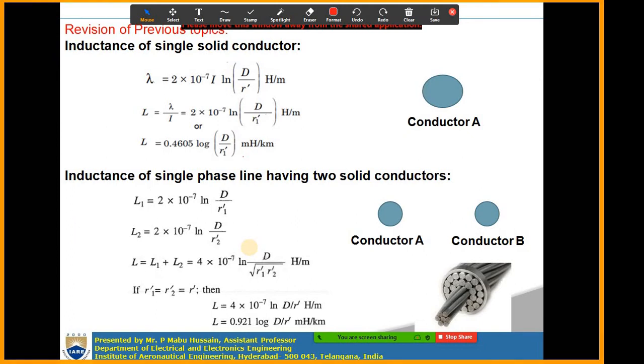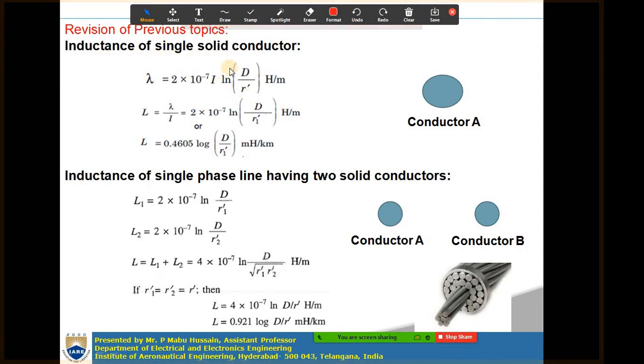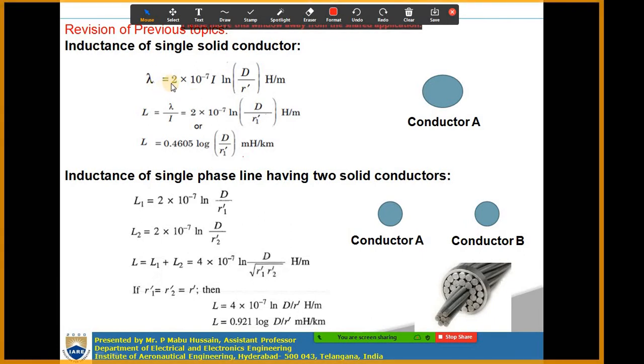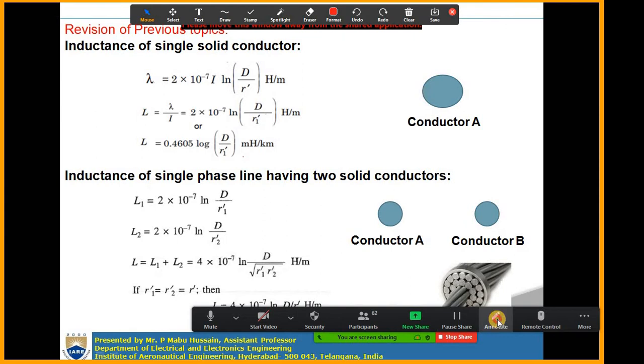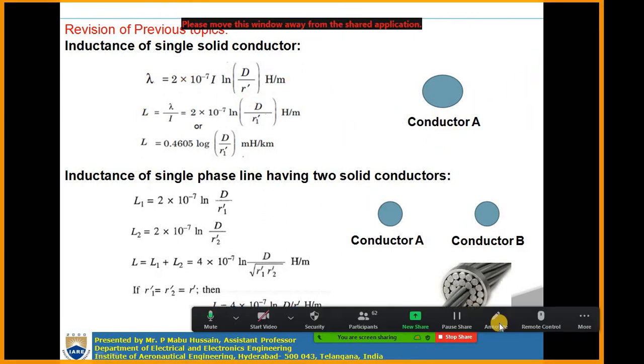Okay. So let us revise the previous topics. Inductance of single solid conductor, we derived all these things. So let us recall again the inductance of single solid conductor. To determine the inductance of a solid conductor, first you have to develop the flux linkages expression, which is lambda equal to 2 into 10 power minus 7 I ln D by r dash Henrys per meter. These are the flux linkages up to the point P, which is at a distance capital D.